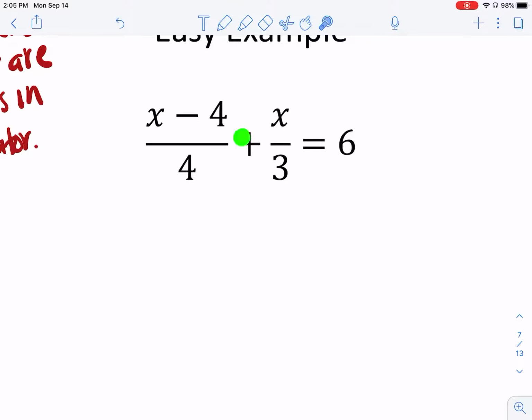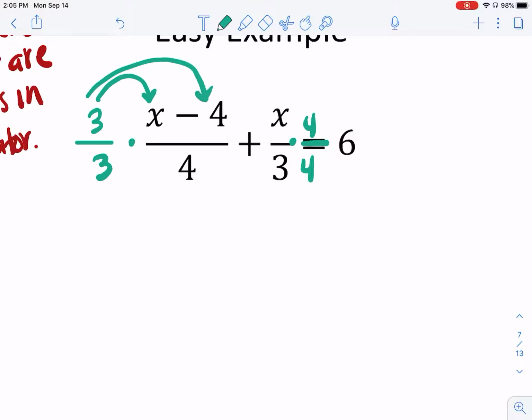I know that in order to add, they need to have the same denominator. Right now I have 4 and 3. 4 and 3 don't have anything in common, so they're going to be multiplied by each other. And this is that step of multiplying by a well-chosen 1 in order to make sure we have a common denominator.